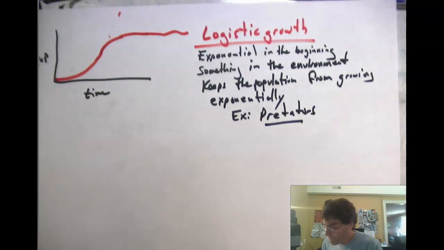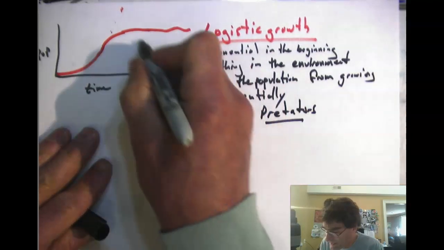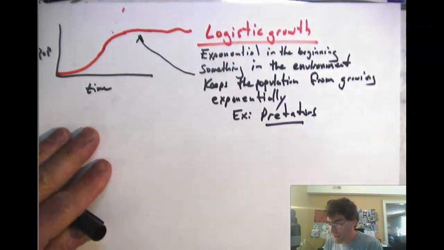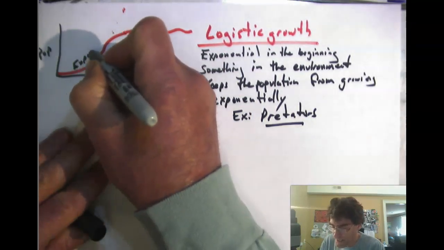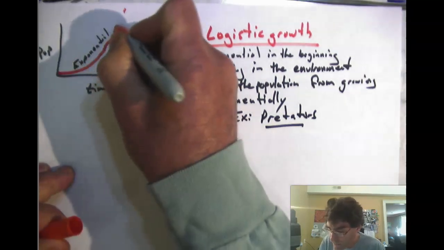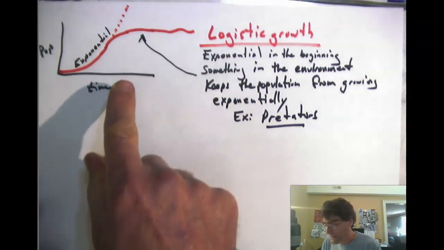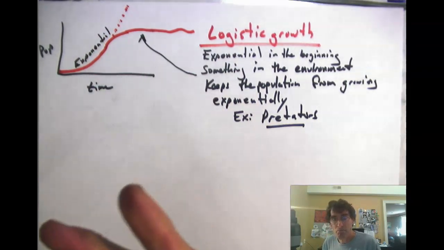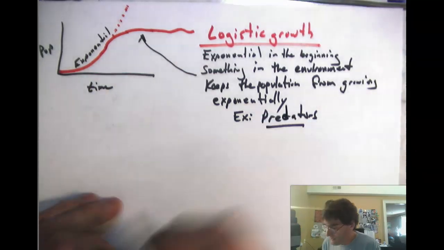So here, something in the environment keeps the population from growing exponentially. This is exponential here, right? And it would have continued if it weren't for the predators. So, predators. I think I spelled predators wrong.